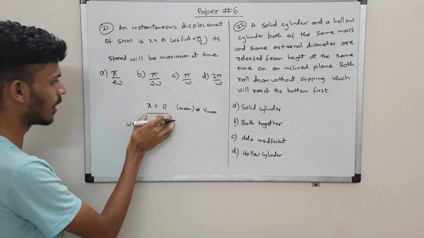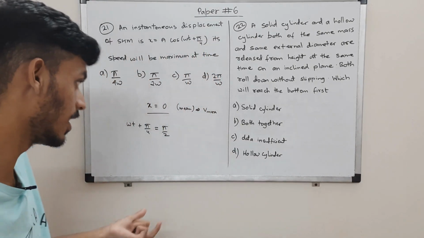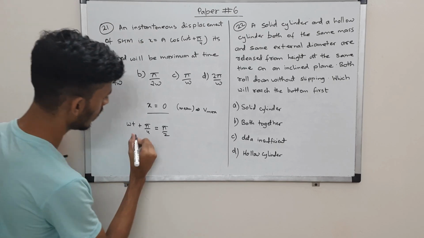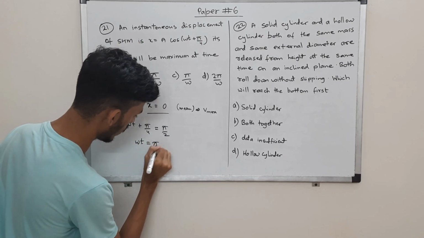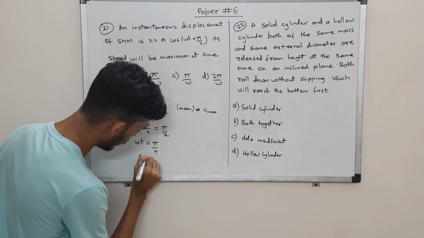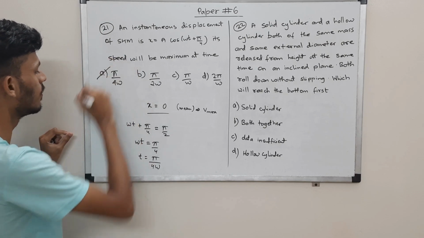At that instance, your x will be 0 and your particle will be at the mean position and will have the maximum velocity. Okay, so basically omega t is 90 minus 45, that will be 45. Okay, and t will be nothing but pi upon 4 omega, which is option E.